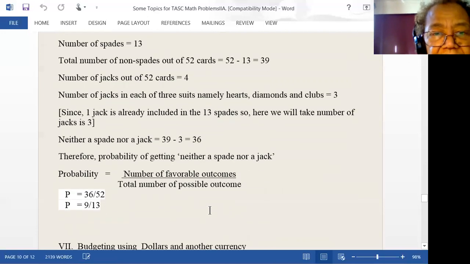Probability of getting neither a spade nor a jack. So the number of favorable outcomes will be 36 over the total again, which is 52, the number of cards in the deck. And that's 36 over 52. Now, if you divide 36 by 4, you get 9. 52 by 4, you get 13. You always try to simplify your probability, all right?